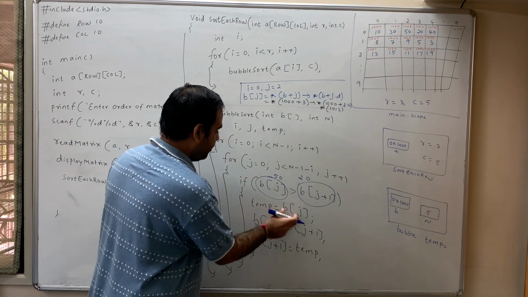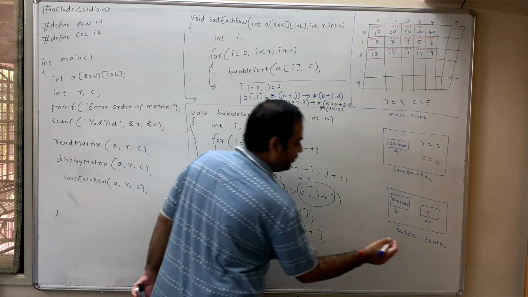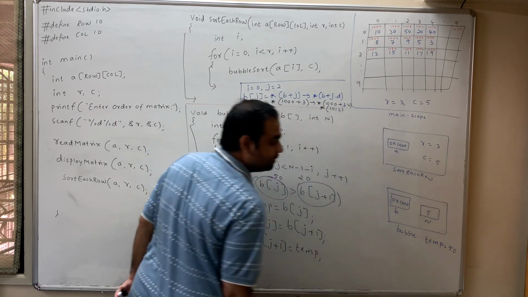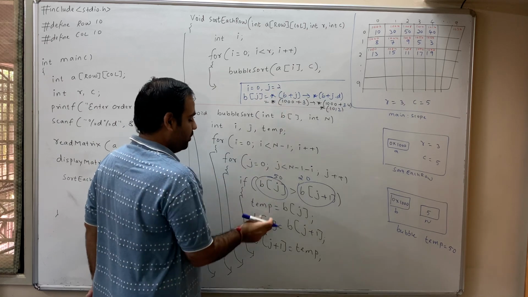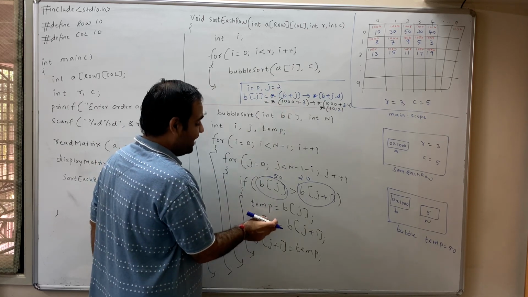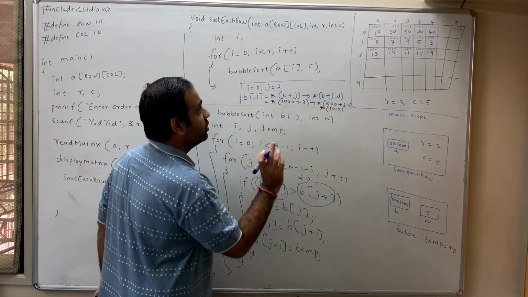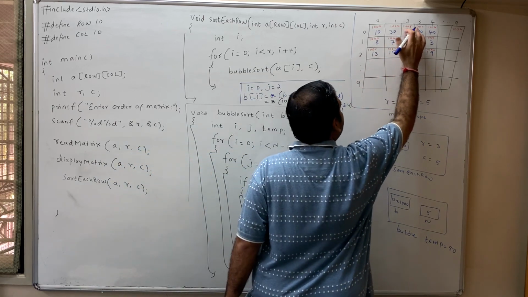Hence you say temp is equal to b of j. What is b of j here? 50. Temp gets 50. Now you say b of j. Now what is the value of j? 2. B of 2 is nothing but 1008. At address 1008 you store 20.